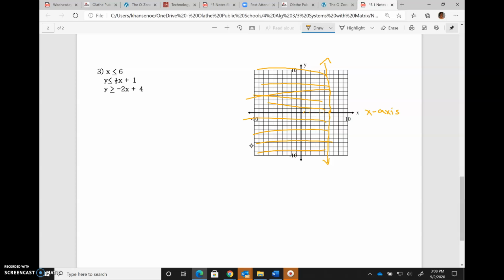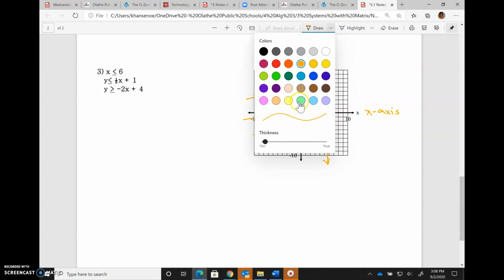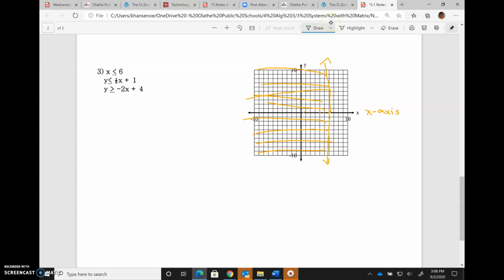Okay, so now I'm going to get a different color here, and we will do the next one. So y is less than or equal to 1/2 x plus 1. So my slope is 1/2. My y-intercept is 1. So I go up to 1. I go up 1 to the right 2. Up 1 to the right 2. Solid or dotted line? Yep, it's a solid line. Why? Because it has the line underneath. It's equal to.